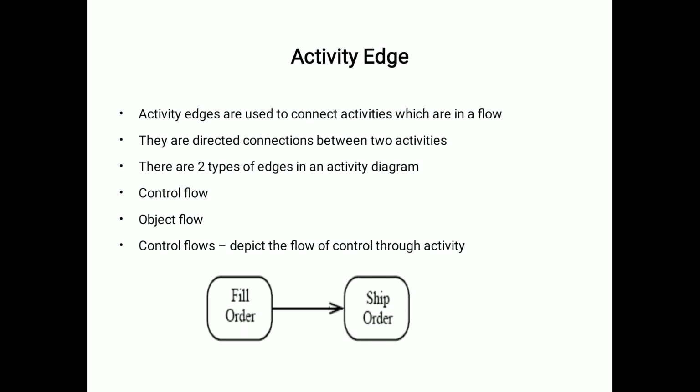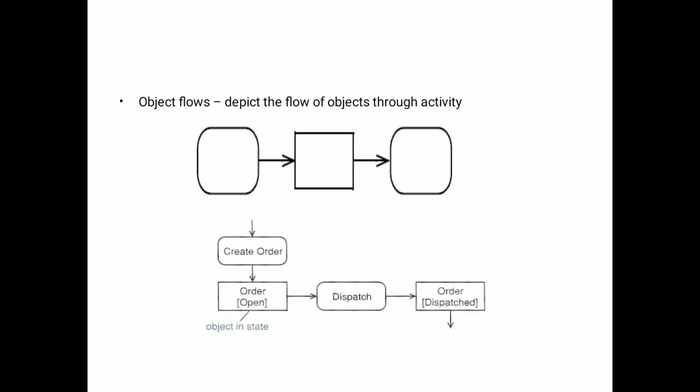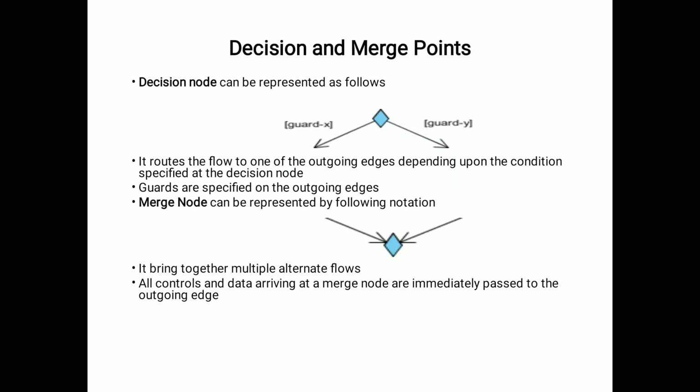Now here fill order, and then next activity is the ship order. So this is the control flow. And object flow, here you can see the object flow from one object to other. So create order, object in state, that is the order open, dispatch order, order dispatch. So using this, object flow in the activity diagram can be shown. Now next is your decision and merge points.